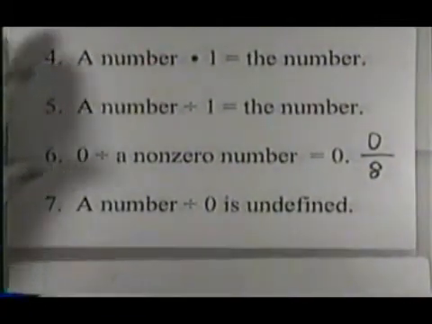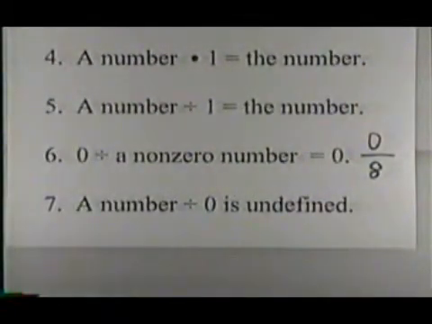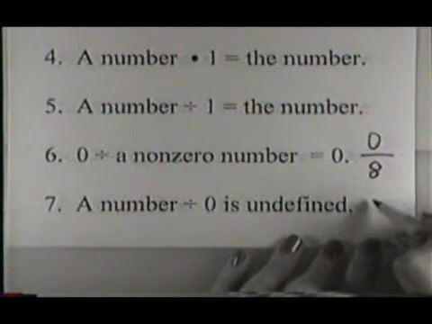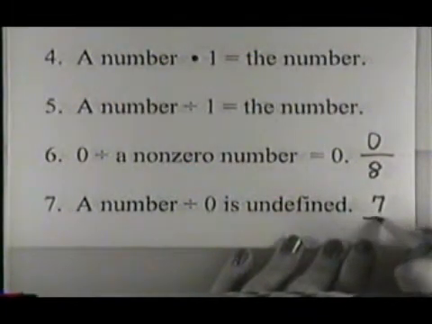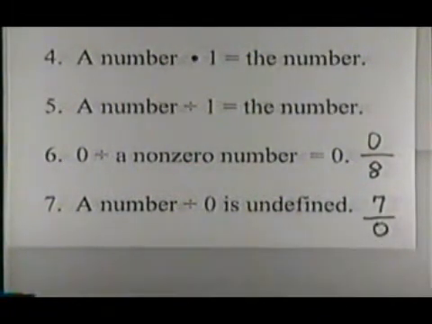Okay, the last one here says a number divided by 0 is undefined. That means we do not give it a value. So this one is saying, for example, something like this, 7 over 0. 7 divided by 0. If you see a 0 on the bottom of division like this, you're trying to divide by 0, this cannot be done. So this has no answer, it has no value, or you could say it's undefined. So just remember, you can't divide by 0.